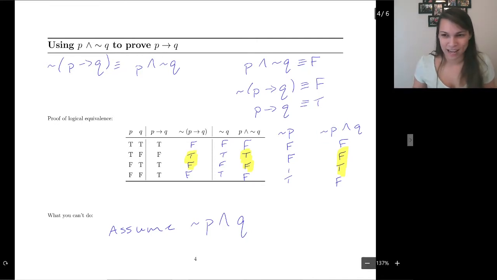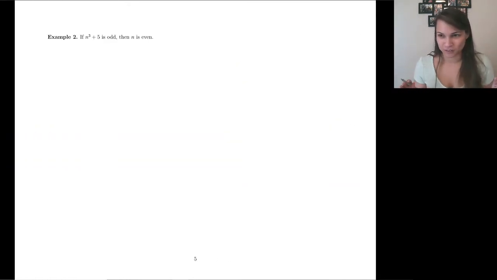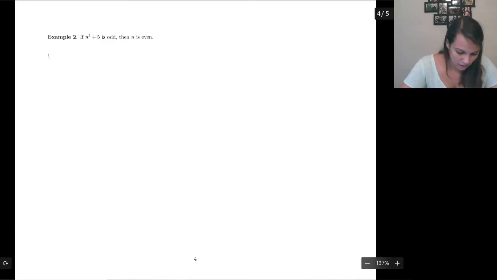All right. Now that I've talked about this theoretically for a while, let's look at a problem. Let's take this for a run. We've got: if n cubed plus 5 is odd, then n is even. I am going to be a good mathematician and give the direct proof a shot. We're going to say n cubed plus 5 is odd. Then n cubed plus 5 equals 2k plus 1. So then I can write n cubed equals 2k minus 4.